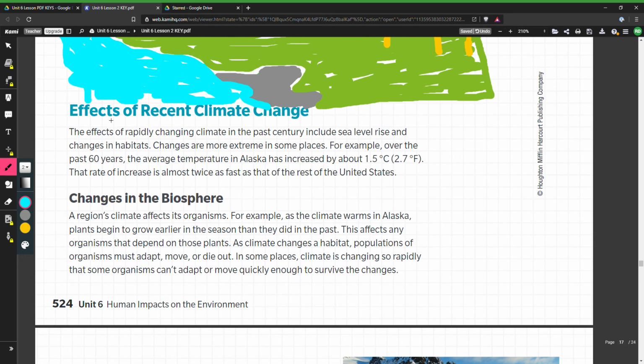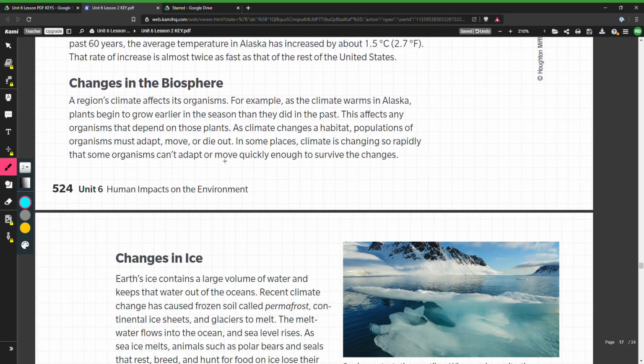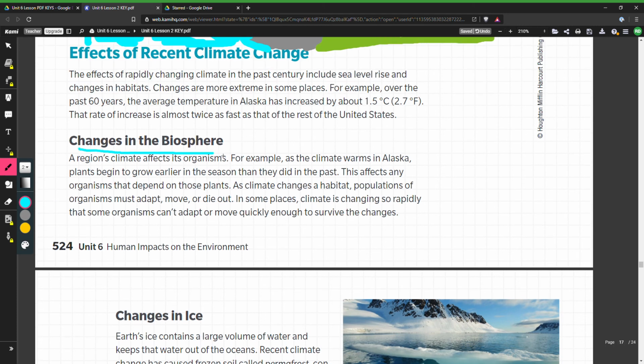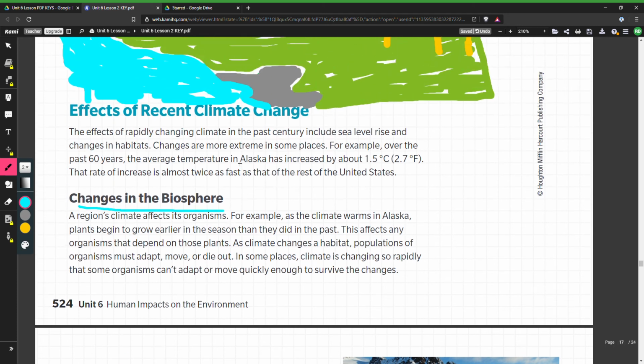So effects of recent climate change. So changes in the biosphere. A lot of animals have been affected by climate change. They use the example of pika, right? Pika live in mountains, right? And they're like these little hamstery dudes, and there's no way I could draw this that big.